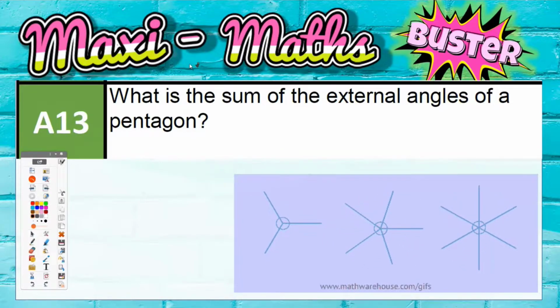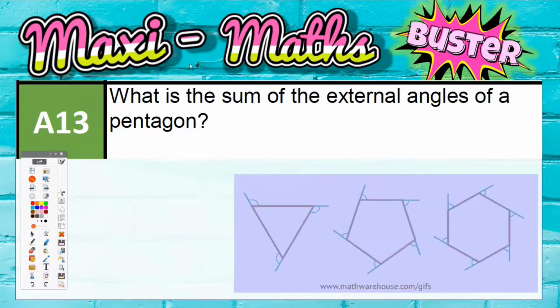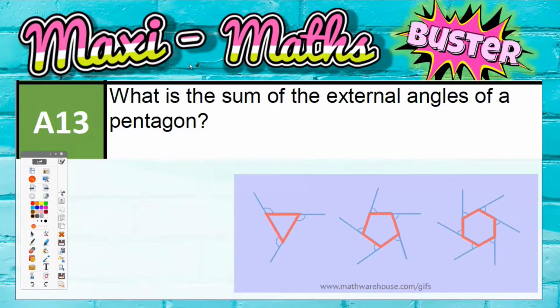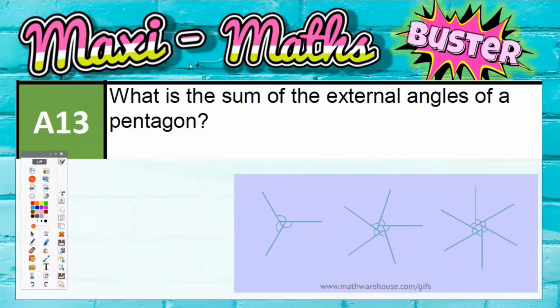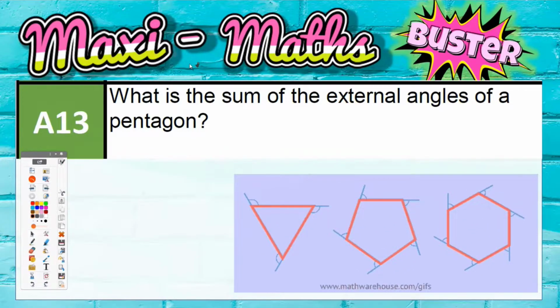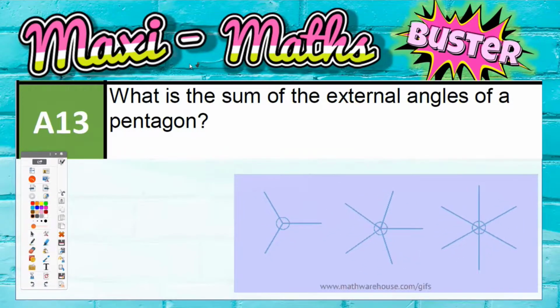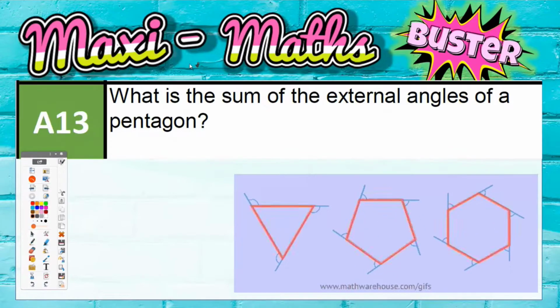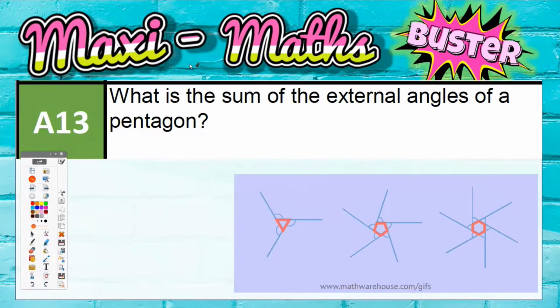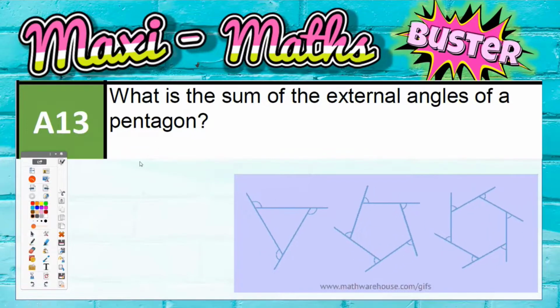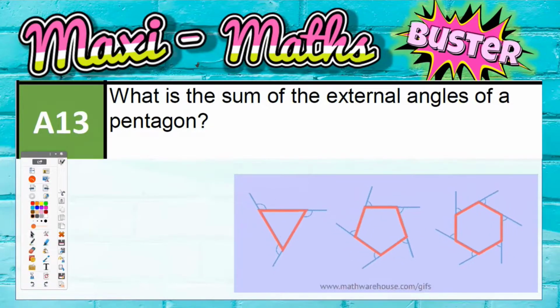Now, if you imagine shrinking the shape down until you virtually can't see the shape, so imagine a tiny triangle, a tiny pentagon, and a tiny hexagon, you will see that the external angles all join together to make a circle. So I'm just going to pause that now on when the shapes are shrunk down.